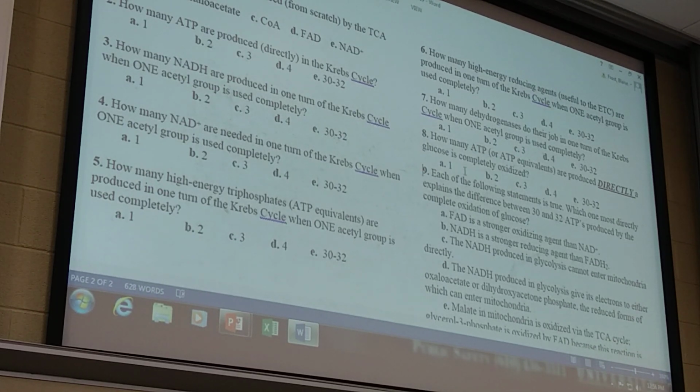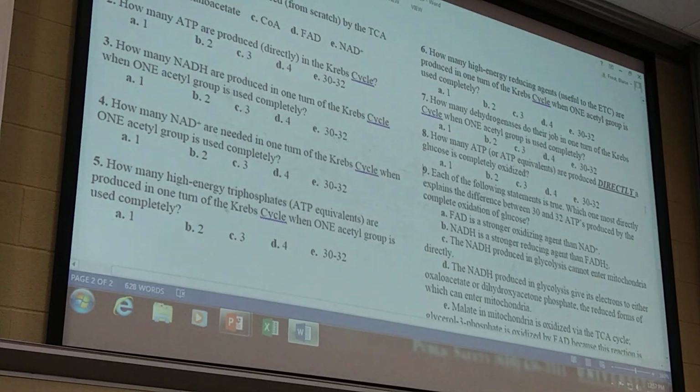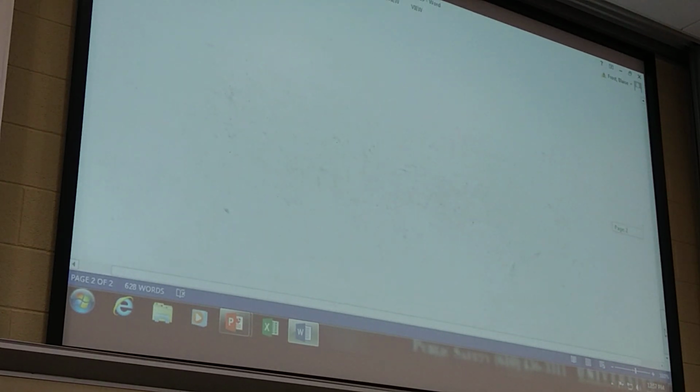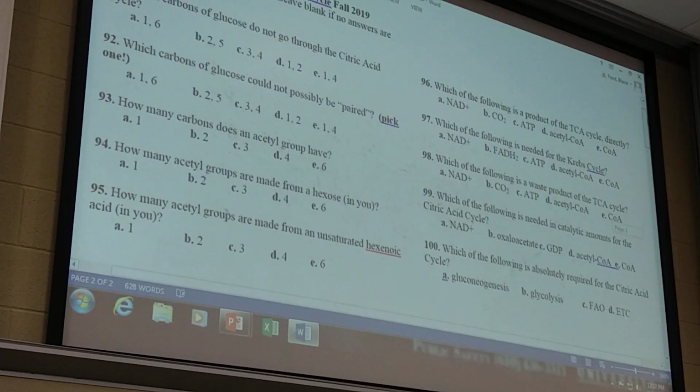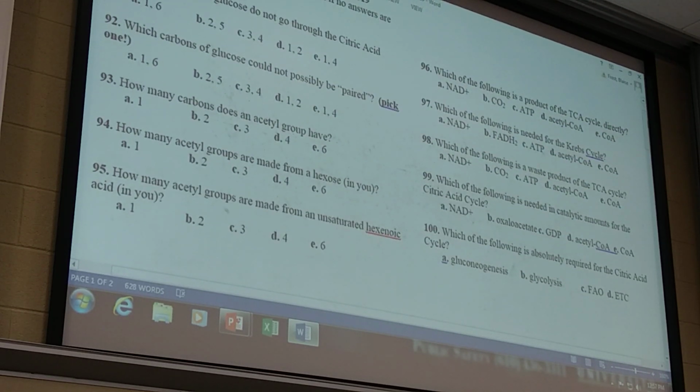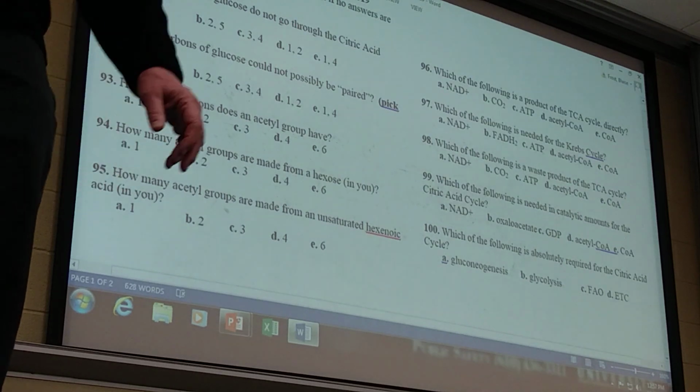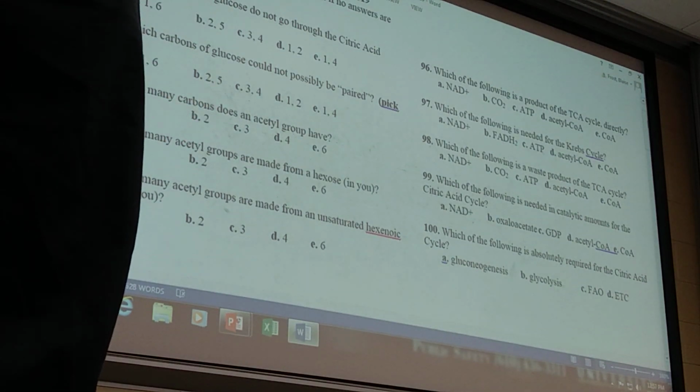For number 8, you're talking about as it goes through glycolysis, citric acid cycle, and electron transport. No, directly. Just directly means directly. Go back. So he's talking about glycolysis and citric acid.